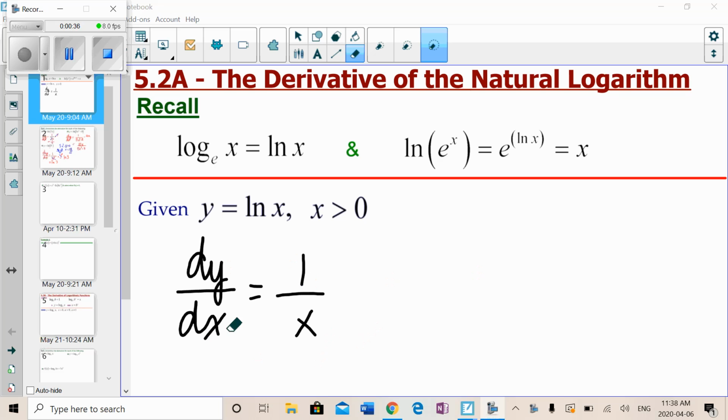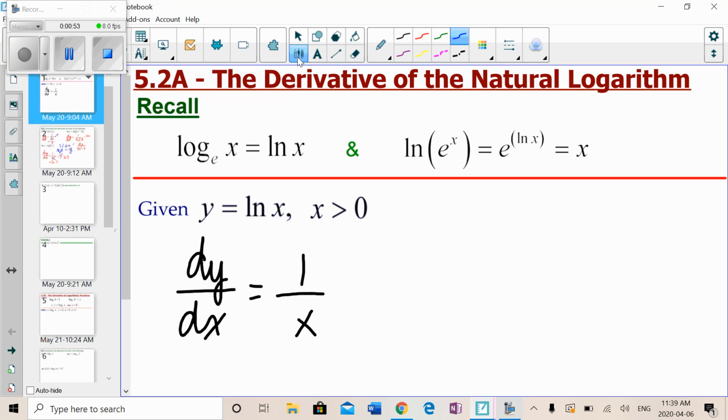So the derivative of ln x is 1 over x. Of course, if that were ln 2x, then it wouldn't be 1 over x, it would be 1 over 2x, and then you'd have to dot by the derivative of this expression. So if it was 2x, then you'd have to dot it by 2. So really the derivative of ln is pretty easy. It's a little bit easier than doing the derivative of logs.